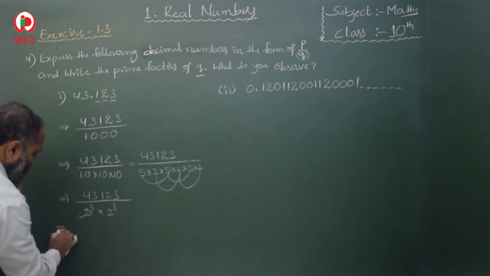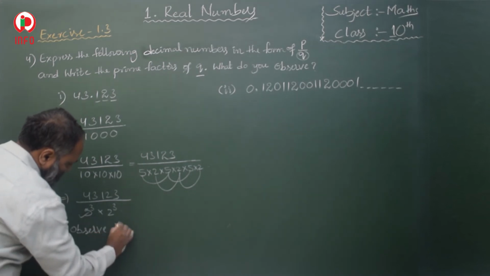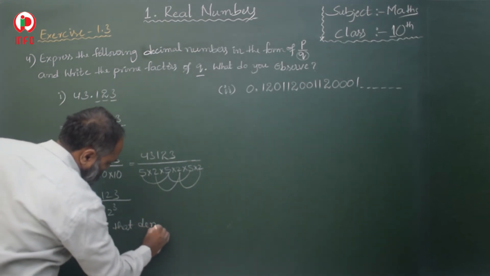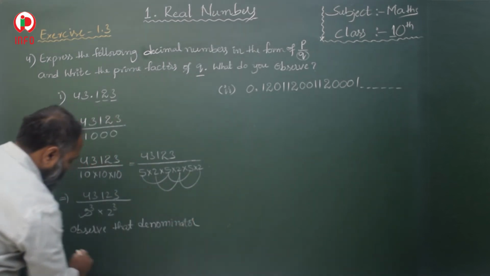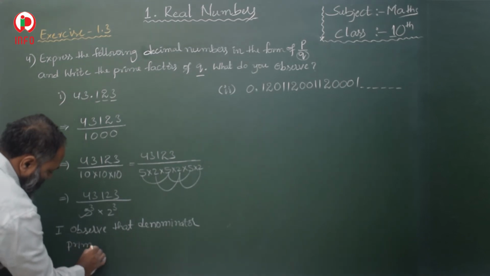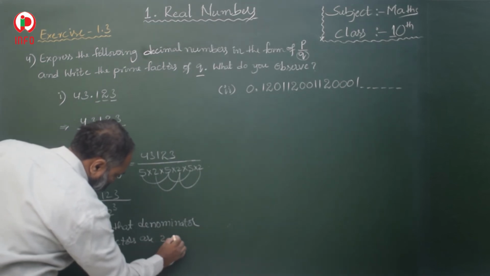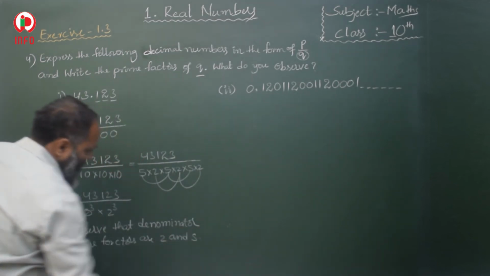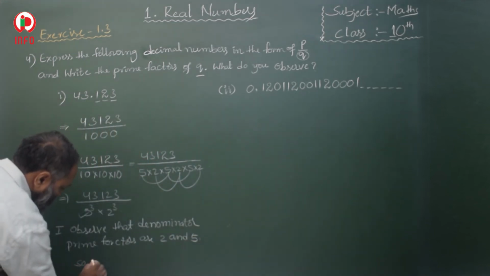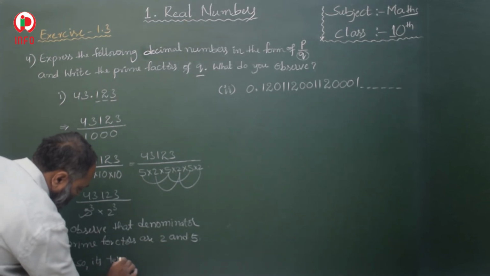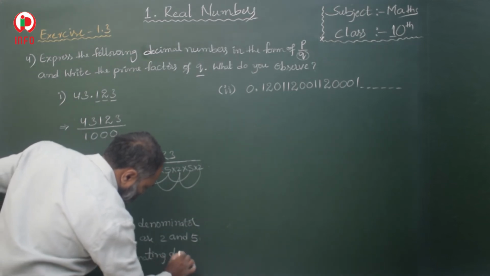Here I observe that denominator prime factors are 2 and 5. 2 and 5. So it is terminating decimal.